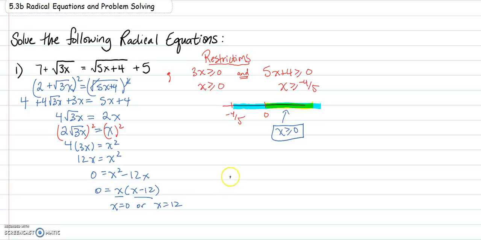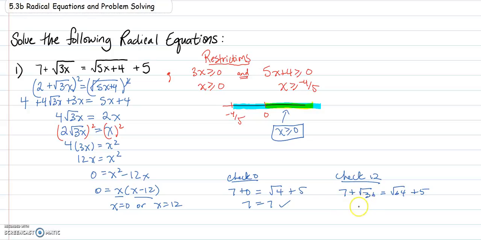Now don't forget to check for extraneous roots. Let's go ahead and check 0. When I check 0 back into the original equation, I get 7 plus 0, which is just 7, equals root 4 plus 5. So that gives me 7 equals 7. That works. Let's check 12. When I plug 12 back into my original equation, I get 7 plus root 36 equals root 64 plus 5. I end up getting 13 equals 13. They both work. Therefore, they are both solutions to this radical equation.